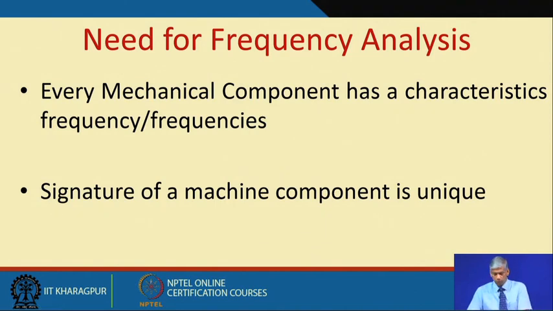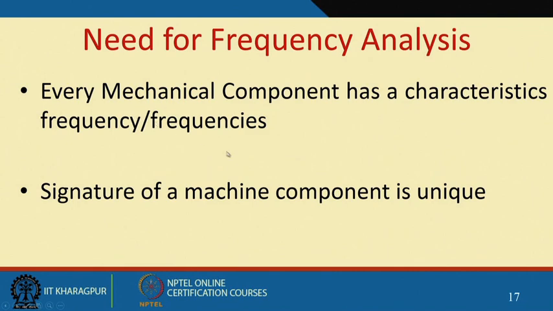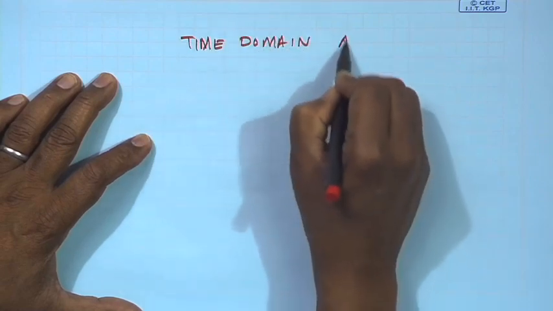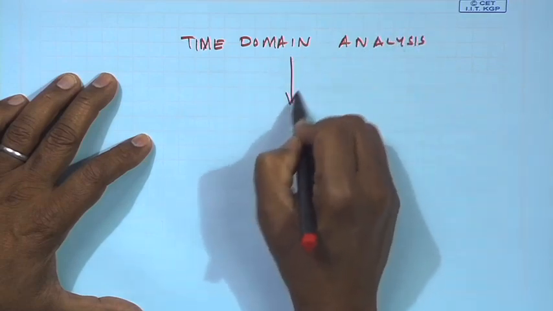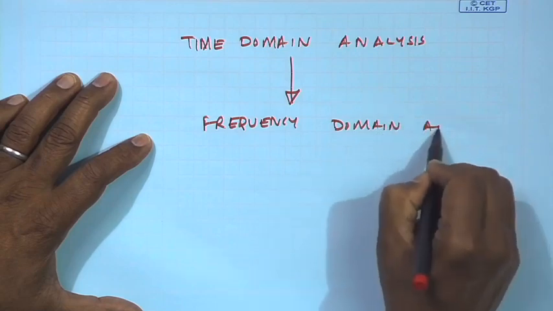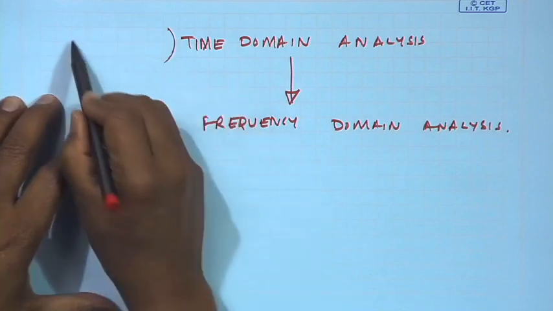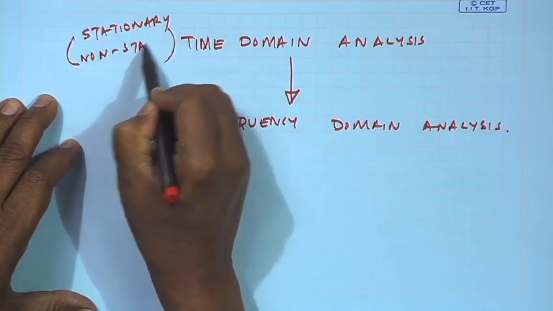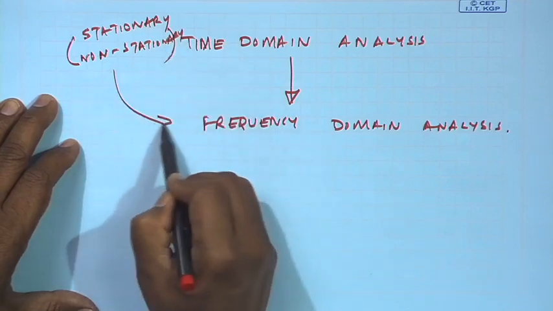But the time domain analysis is not always sufficient, because every mechanical component has a characteristic frequency or frequencies, and the signature of a machine component is unique. That is why from the time domain analysis we will move to the frequency domain analysis. And this is true both for stationary and for non-stationary signals. So, we will talk about frequency domain analysis for both stationary and non-stationary signals, and how this can be done. Just to give you an idea here.